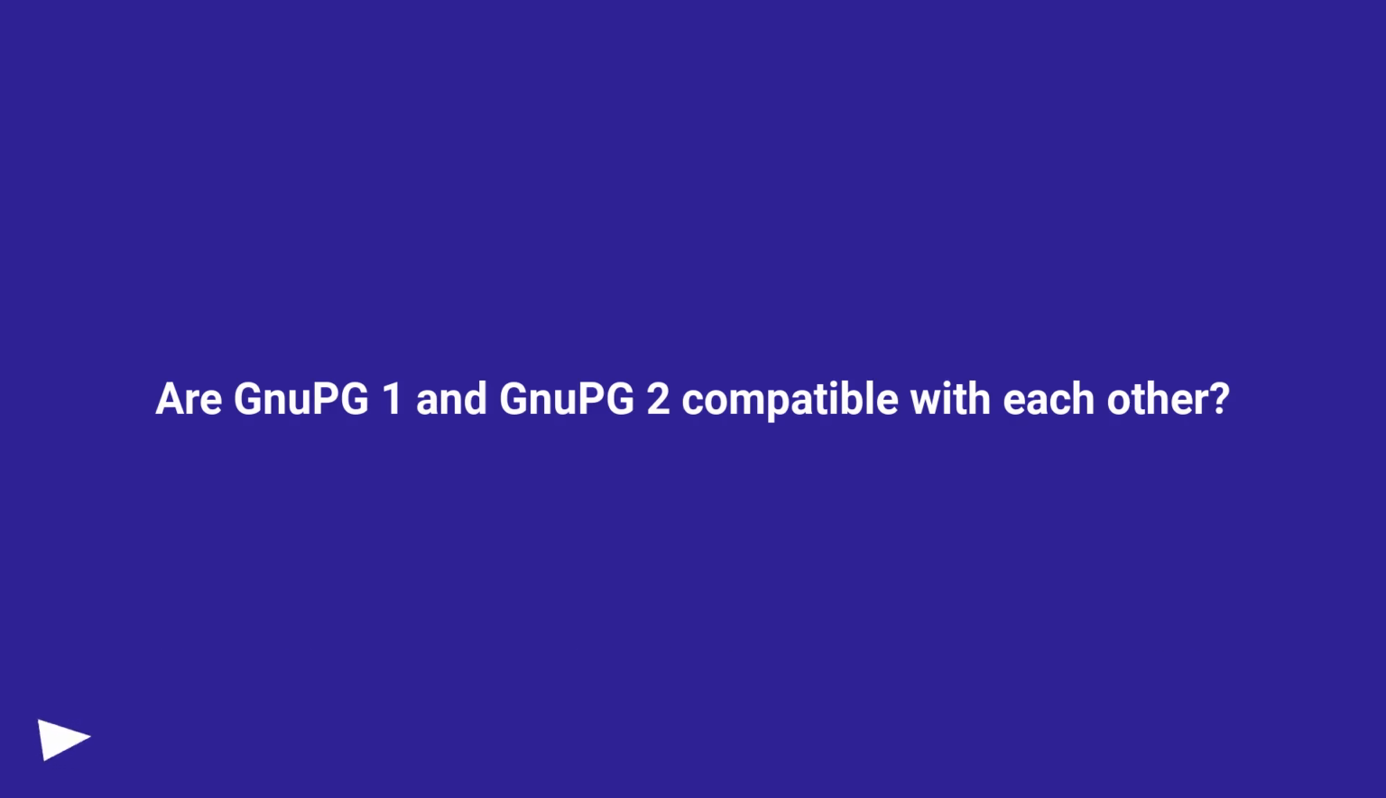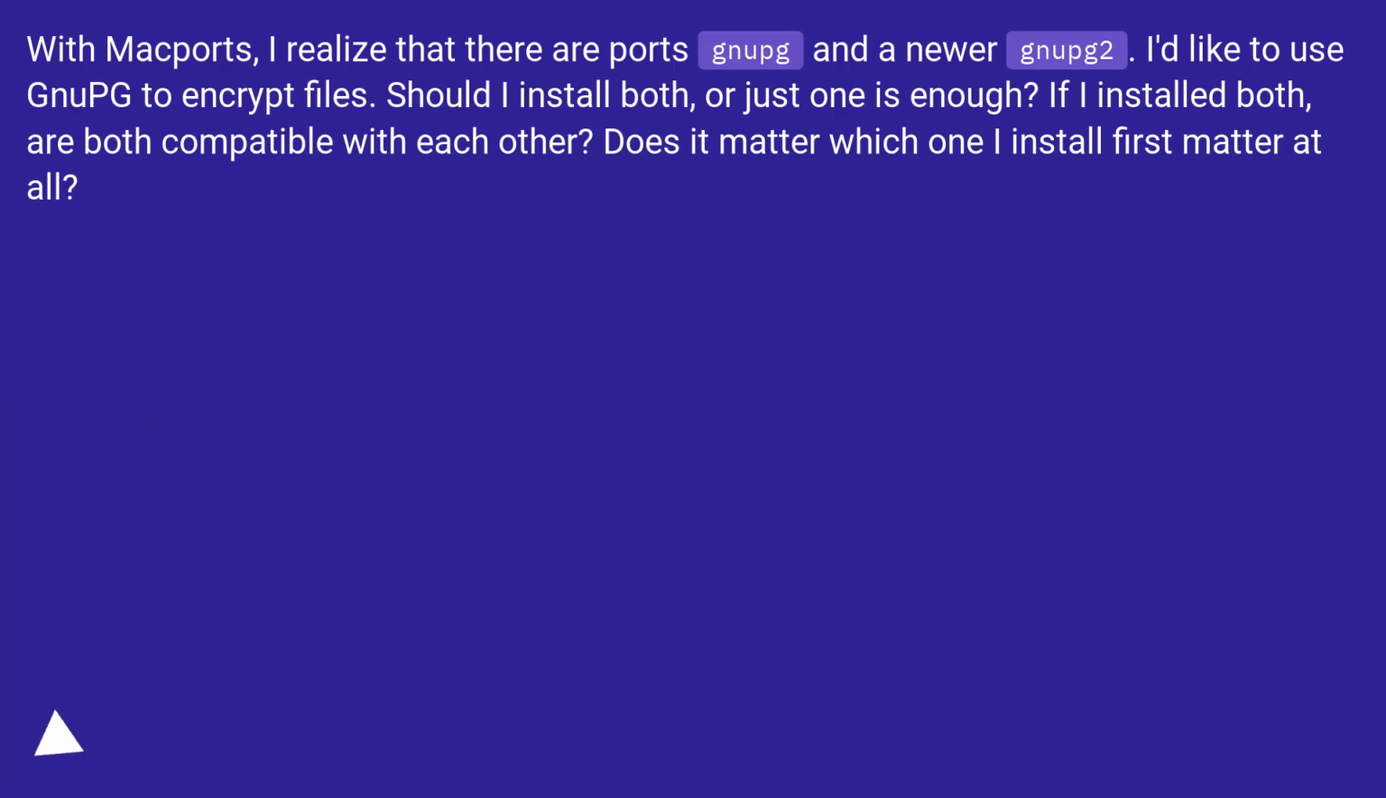Are GnuPG1 and GnuPG2 compatible with each other? With MacPorts, I realize that there are ports for GnuPG and a newer GnuPG2. I'd like to use GnuPG to encrypt files. Should I install both, or is just one enough? If I install both, are they compatible with each other? Does it matter which one I install first at all?